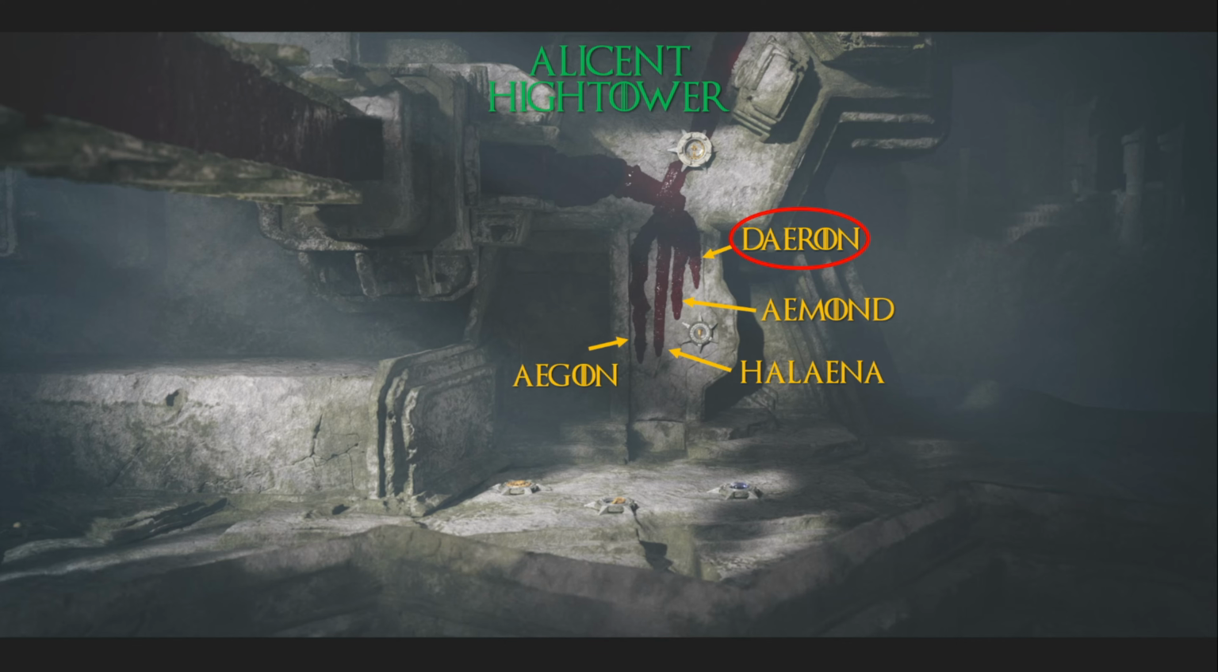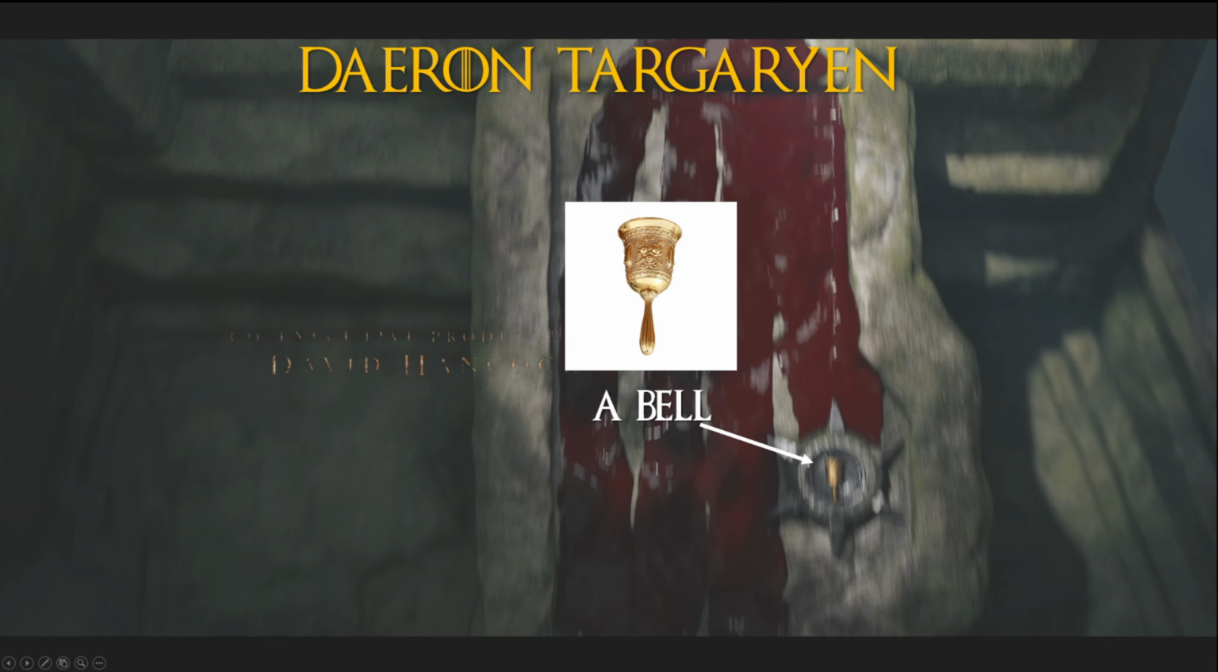Last but not least, we can now have a look at the emblem of the missing child, Daemon Targaryen. The opening credit quickly passes over him, but on a closer look, we can see that his emblem seems to be a bell. The shape is too thin to be a drinking cup, plus it's also lacking a base.